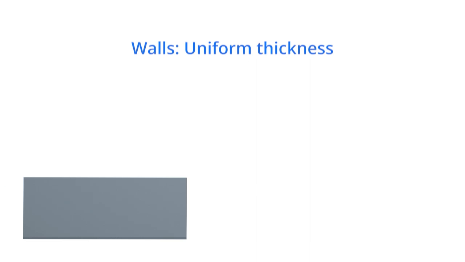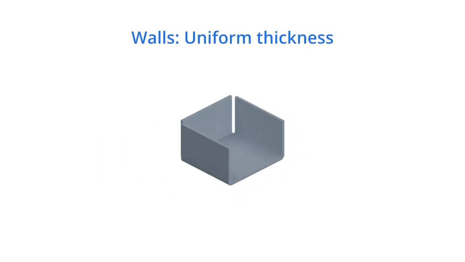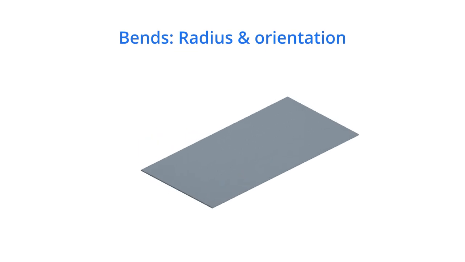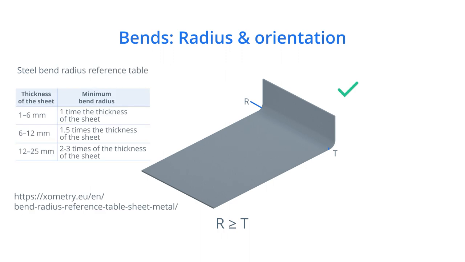Parts are usually fabricated from a single sheet of metal, so they should have a uniform wall thickness. Bends, radius and orientation. Keep a minimum bend radius to prevent parts from fracturing or distorting. We typically recommend that the smallest bend radius should at least be equal to the sheet thickness. However, there are also various reference tables that show minimum bend radii for different materials and part thicknesses.